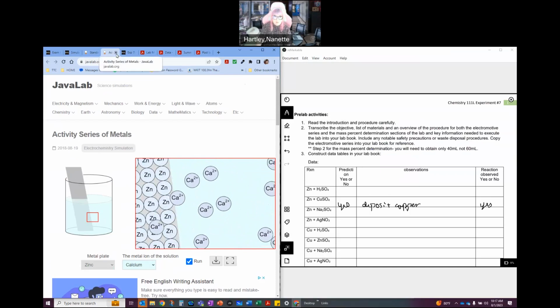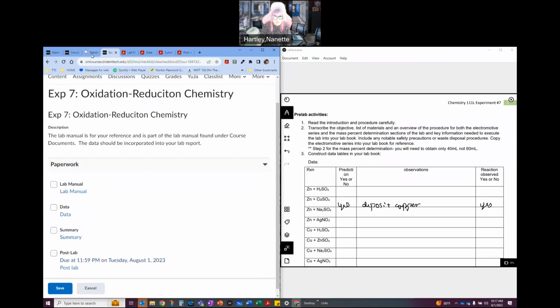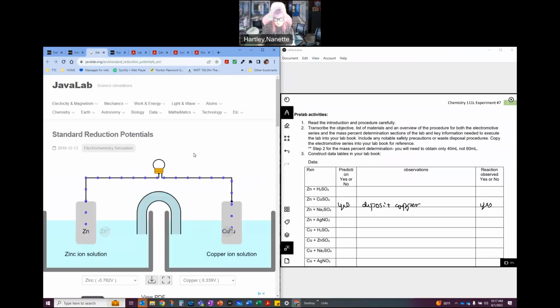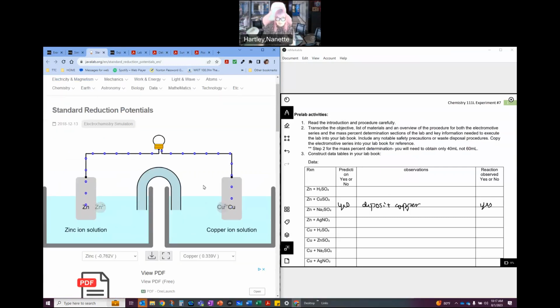Now, the other one that we have to look at is this one. And what we see here is that we have zinc and copper, and there are electrons flowing in between them, all right? Now, the situation you want to set up is where you have zinc on one side and hydrogen on the other. So if we look for hydrogen, we can see that that's here. And we do see that something is happening, okay?